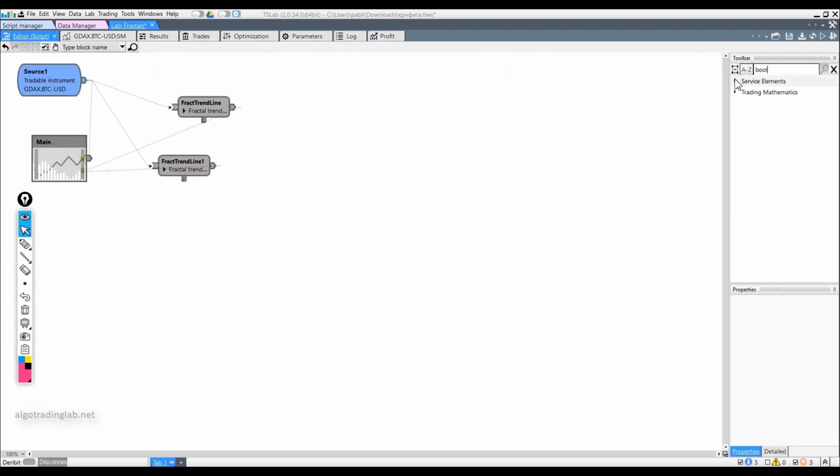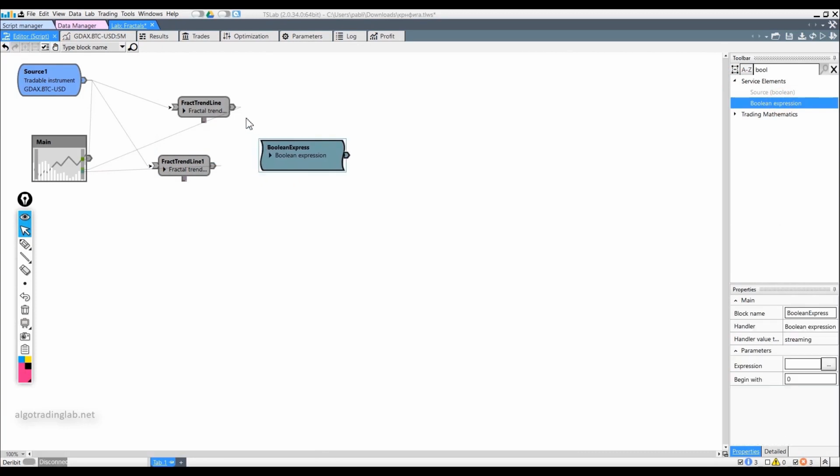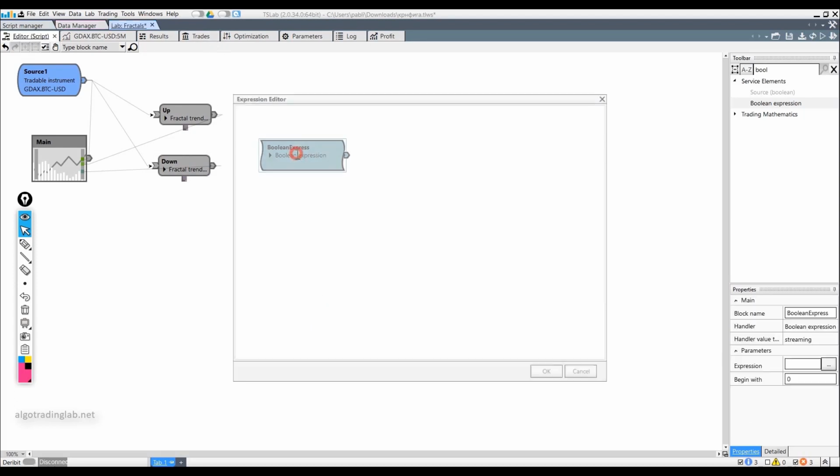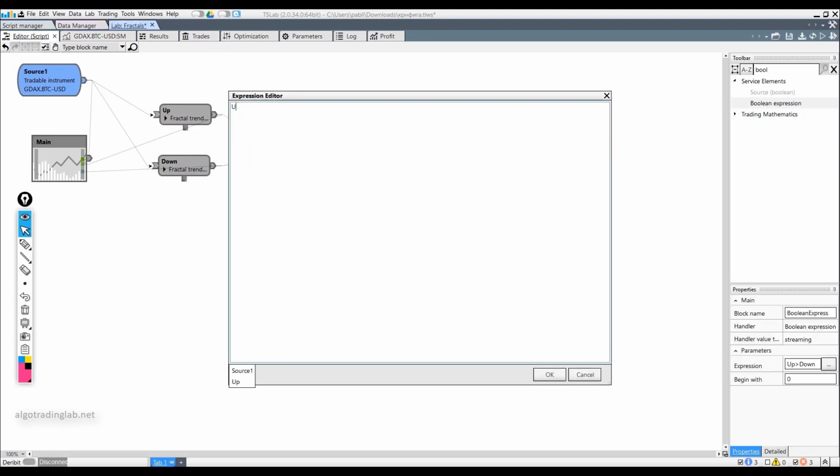We will take the Boolean expression block. We will also rename the fractal trend line blocks. The top trend line will be referred to as up, whilst the lower trend line as down. What logical conditions should we write? We need to write down that the difference between the upper and lower lines should decrease. In this case, it's the current value of the upper line minus the current value of the lower line must be less than the difference of their previous values. This will be the first condition.